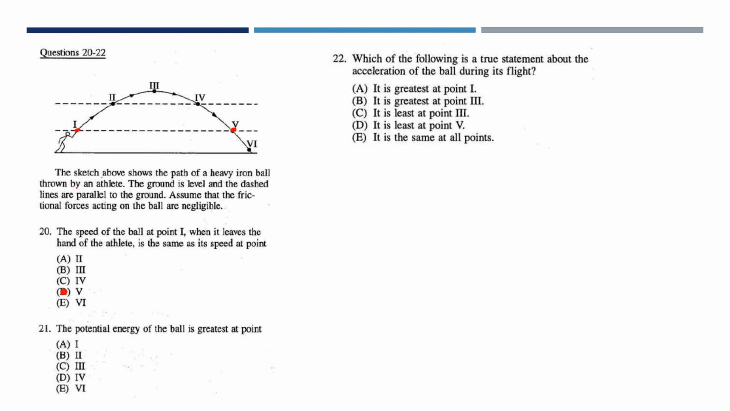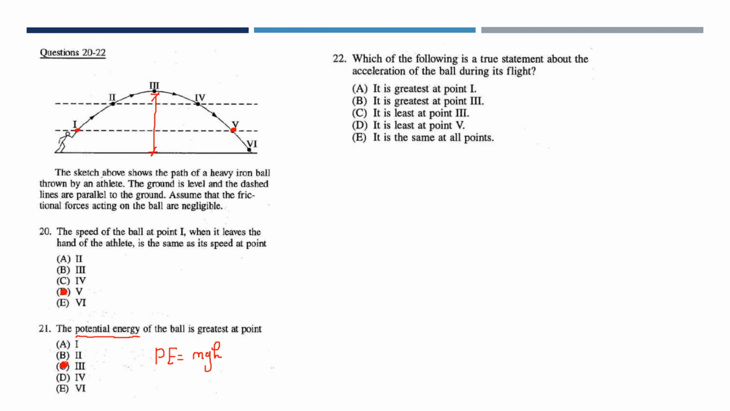For question 21, the potential energy of the ball is greatest at point? Can you remember the potential energy? Potential energy is mass times gravity times height. So the more height you gain, the more potential energy you have. So the potential energy is maximum at the greatest height. So definitely the answer is C.